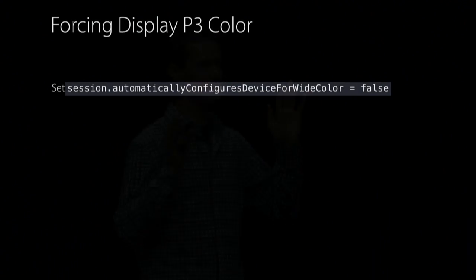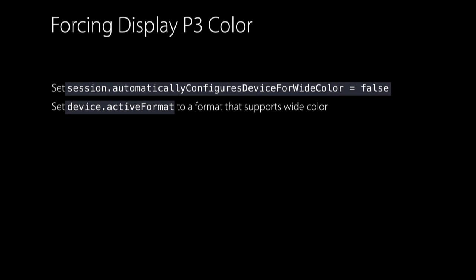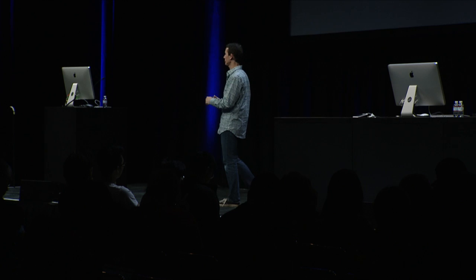If you really, really want to, you can force the capture device to do wide color, and here's how. First, you would tell the session, stop automatically doing that thing for me. Get out of my way. And then you would go to the device and set the active format yourself to a format that supports wide color. And then you would set the active color space to P3. Once you do this, wide color buffers will flow to all outputs that accept video data. That includes video data output, movie file output, even the deprecated AV Capture still image output.